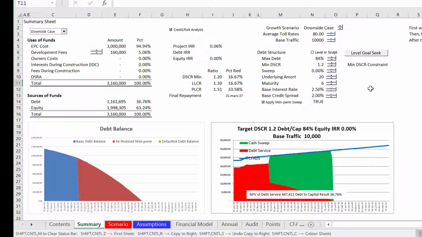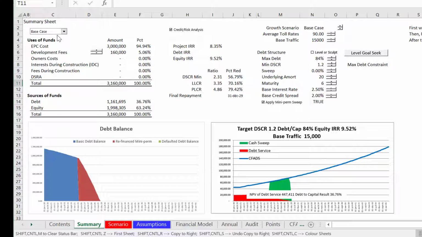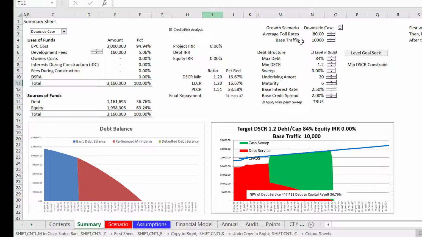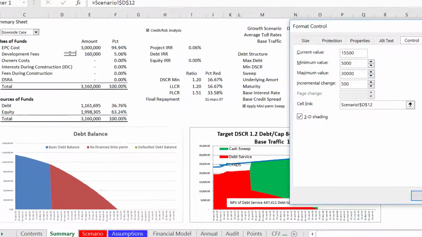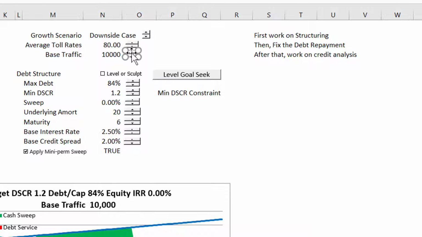If things get better, and you go, now in credit analysis mode, to the base case, that's going to be pretty boring. You're going to be able to easily pay off the debt. Okay? The problem is in the downside case, what happens if some things get worse? I'm going to say, well, we can't charge enough toll rates, or the base level of traffic goes down.